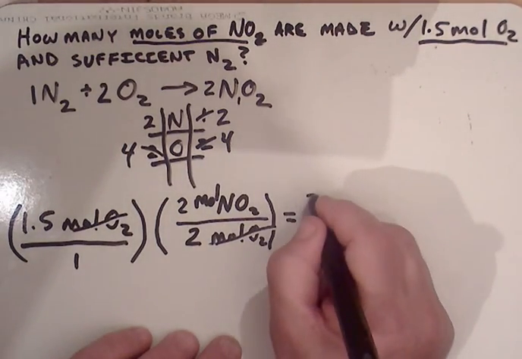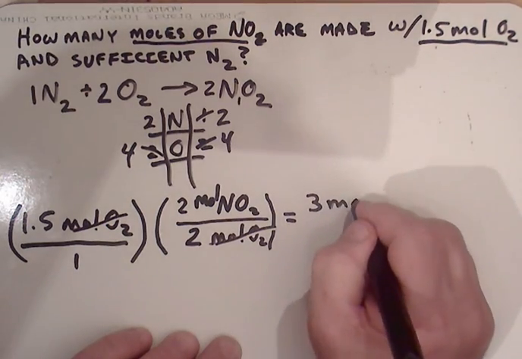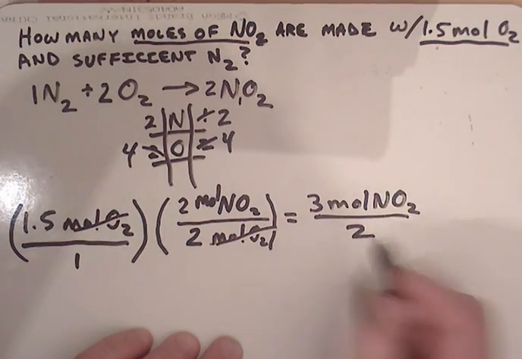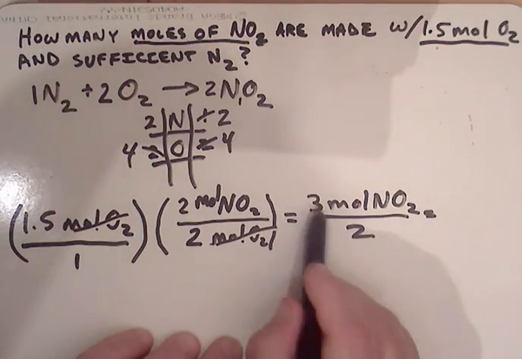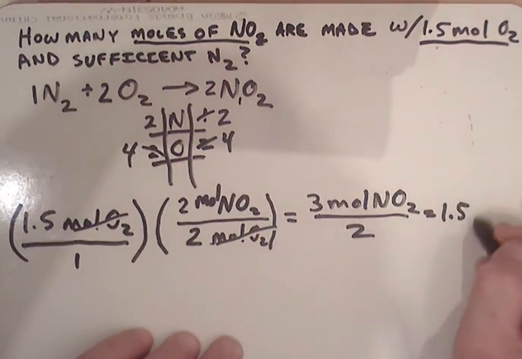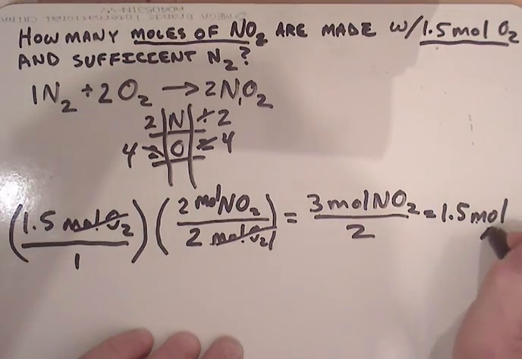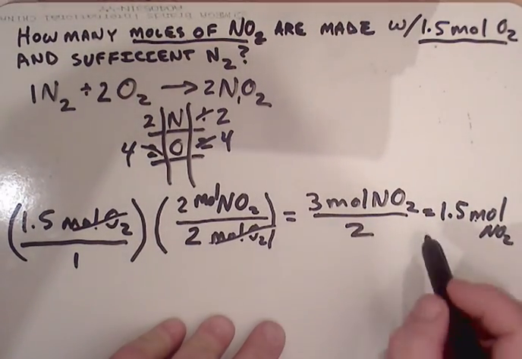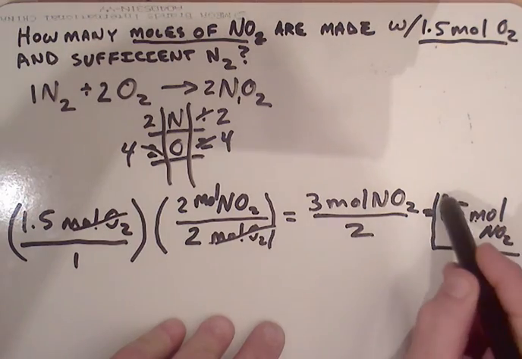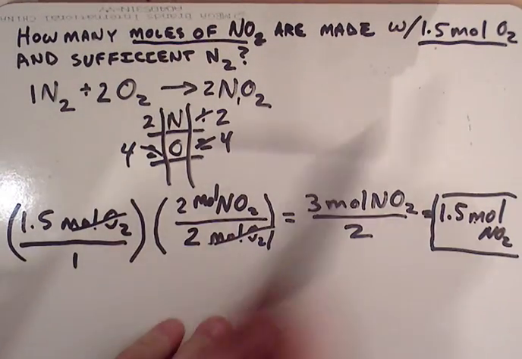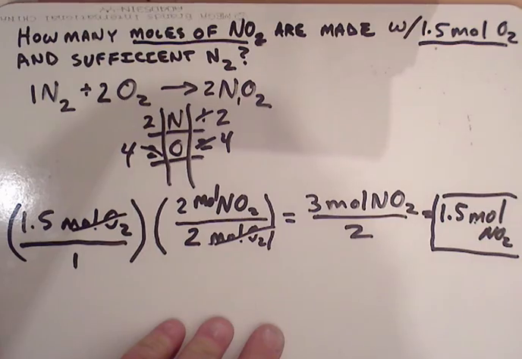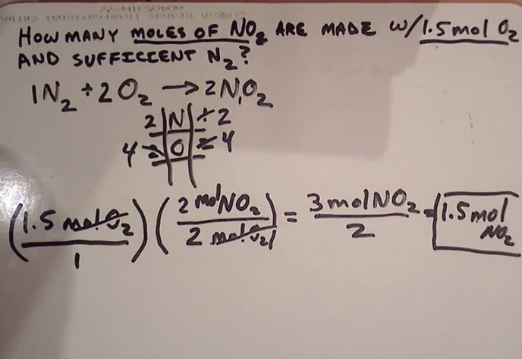1.5 times 2 is 3 moles of NO2, divided by 2, which would equal 1.5 moles of NO2. I'm running out of room. So 1.5 moles of NO2. That is going to be your answer for how many moles of NO2 are made with 1.5 moles of O2 and sufficient, meaning enough, nitrogen. So that's basic stoichiometry. We'll be doing some more.